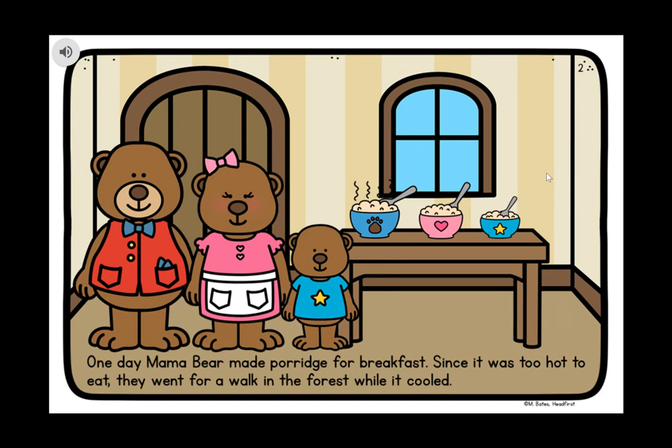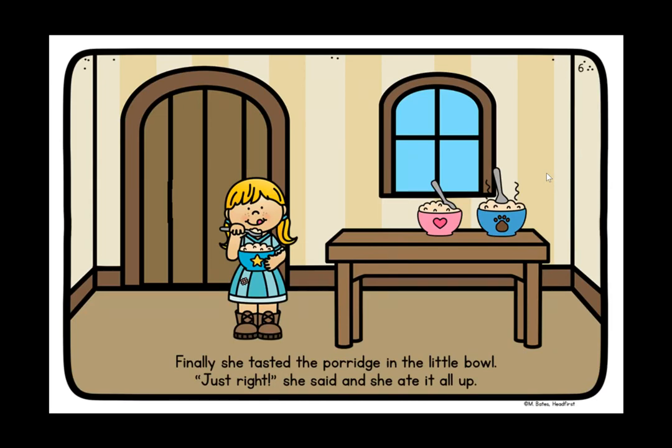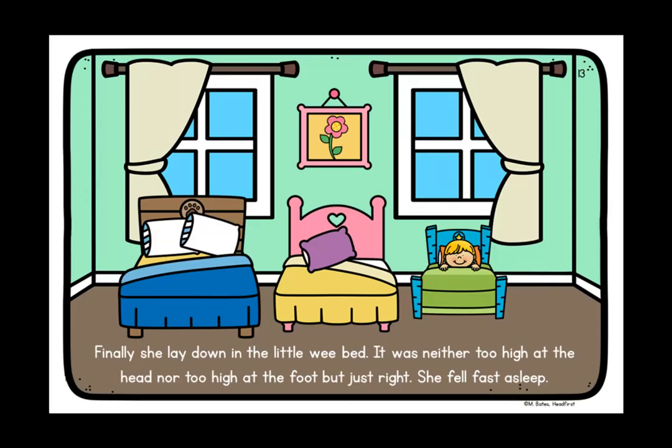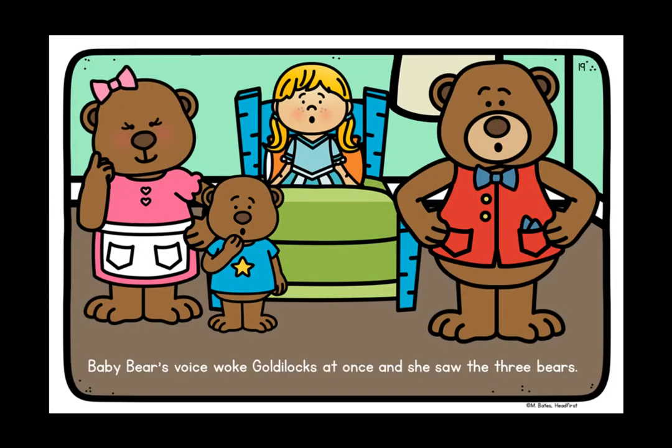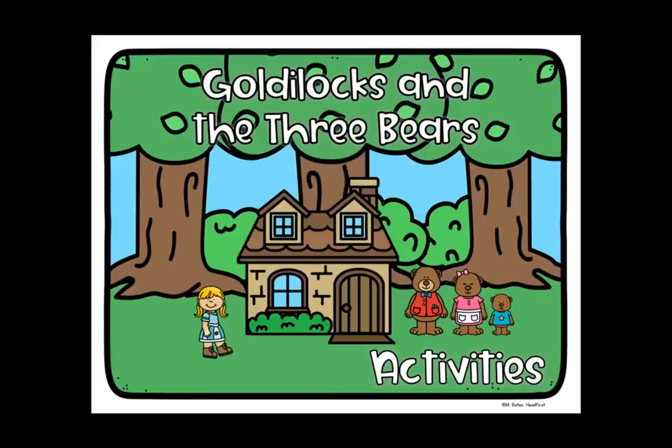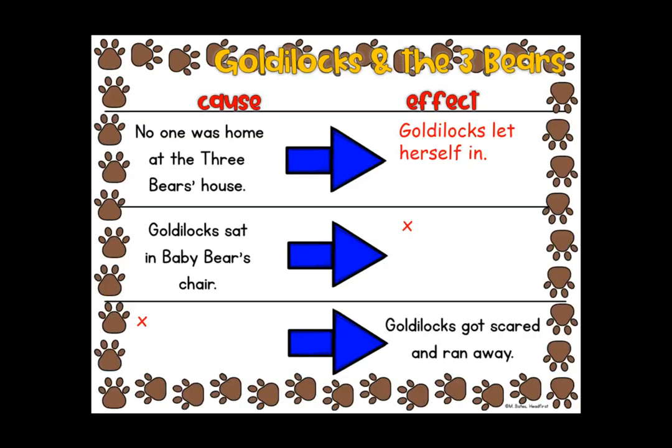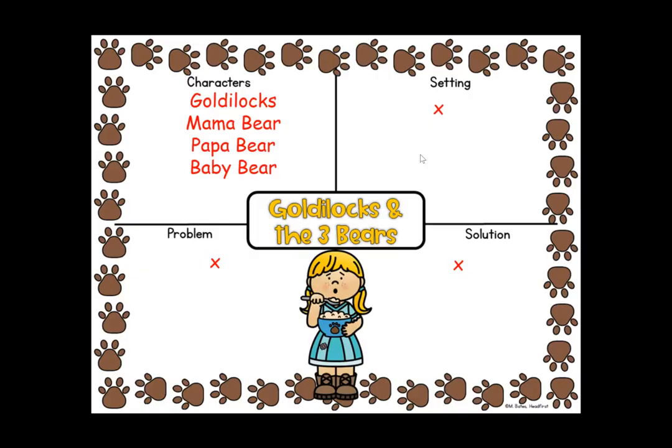So here are just some of the pages of the book. And then these are some activities that go with it. This is a Google Slides where they can click on the X in the text box and then type the answer in. That is what I just did here, just to give you some examples. This one is the same, where they're going to put in the characters, the setting, the problem, and solution.